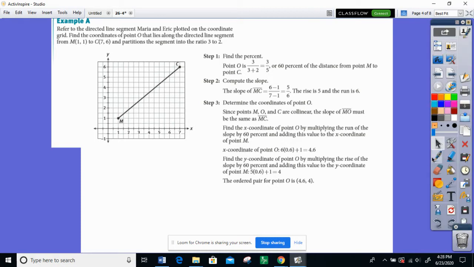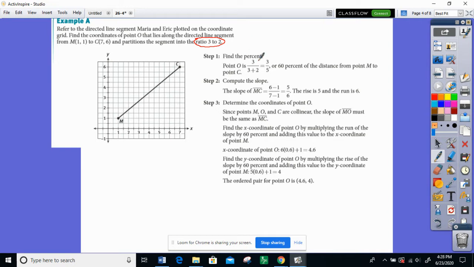M this time is going to be at 1, 1, and C is going to be at the point 7, 6. We've graphed those 2 points right here. And this time we want to partition this segment into a ratio of 3:2. Now, the first step in doing this is writing this ratio as a percent.